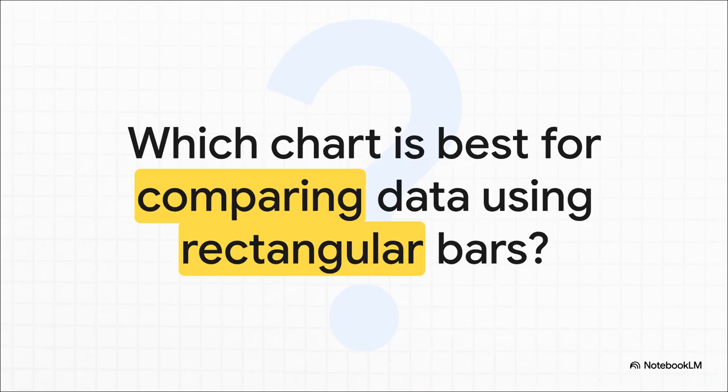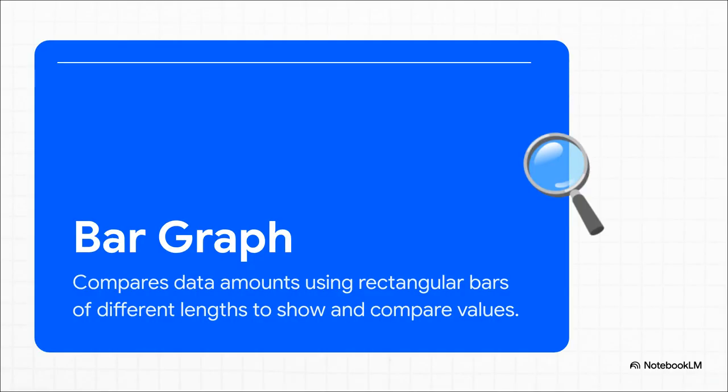Okay, next one. Let's say you want to compare the sales figures for 5 different products right next to each other. What's your go-to chart? You know, the one that uses those rectangular bars to show the amounts? That, of course, would be the bar graph. It's so good for comparing different separate categories because you can see in an instant which bar's longer or shorter. It makes those comparisons super quick and intuitive.